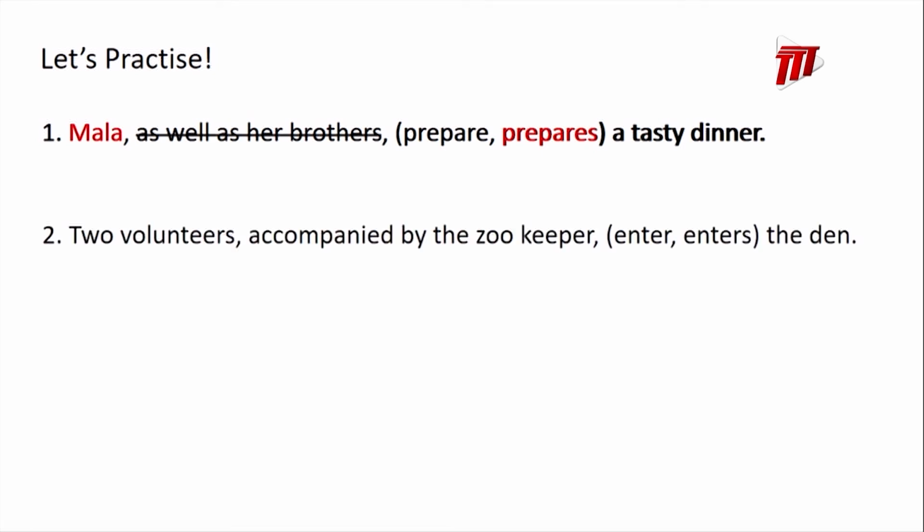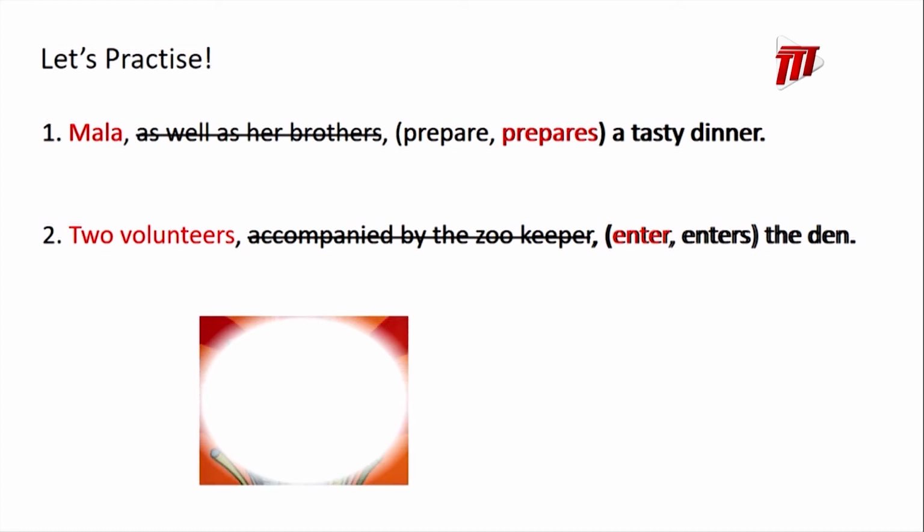Two volunteers, accompanied by the zookeeper, enters the den. We have accompanied by the zookeeper, two volunteers, enters the den. What's the subject? Yes, two volunteers. But it's plural, so what do we use? The verb does not have an S when the subject is plural, all right? So remember that.